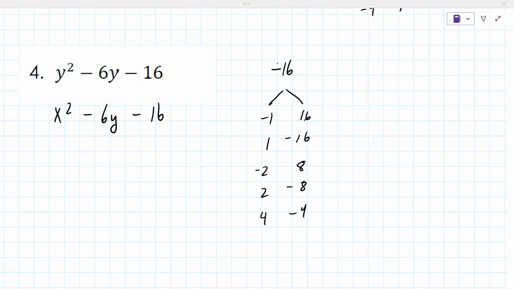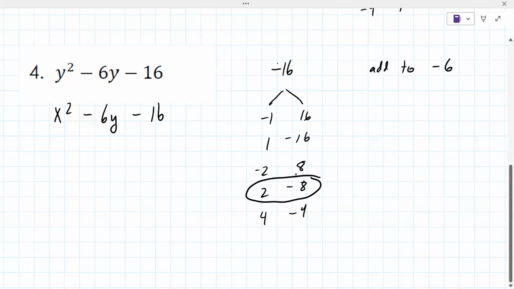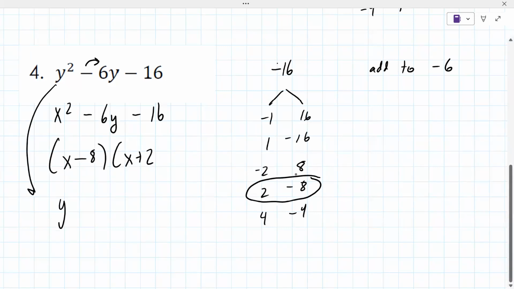Wait, so for this one, wouldn't -2 and 8 be the... Has to add to -6. And so that operator goes with it. So -8 comma 2? Well, yes, you just say the two numbers and then you write x minus 8, x plus 2, and then you really should switch back to the original variable.